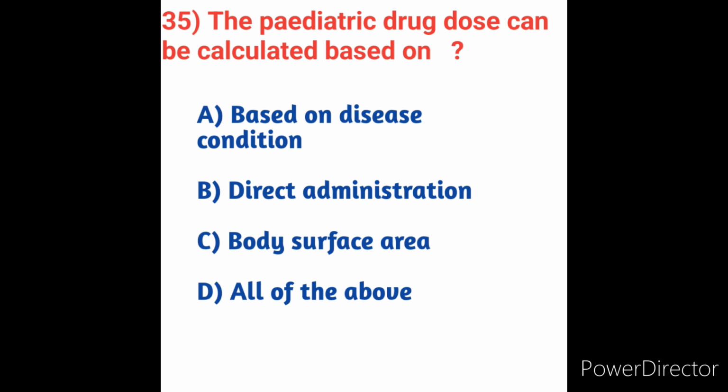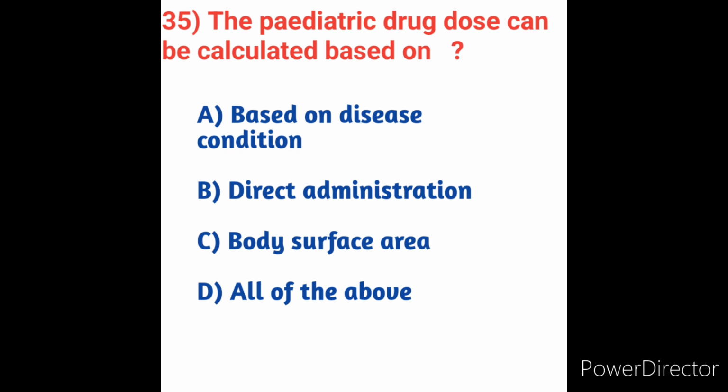Pediatric patients also have a different proportion of fat, body water and muscle compared to adults. Many pediatric doses are based on the child's age or weight. It is important to check calculations closely. The calculated childhood dose should not usually exceed the adult dose. So here the pediatric drug dose can be calculated based on, from the options, option C, body surface area, is the correct answer.